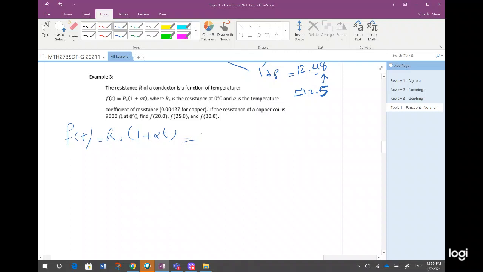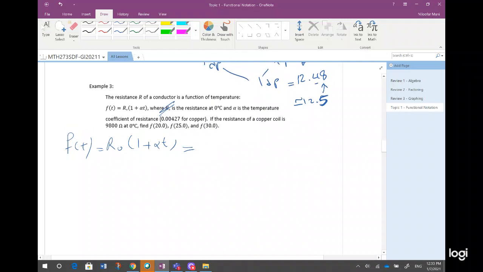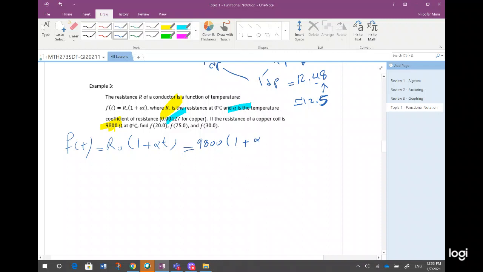So this one is R0. Let me see if I can make this work. The alpha is this. So that's 9800 multiplied by 1 plus alpha, and alpha is 0.00427 t, and then you have to substitute t.